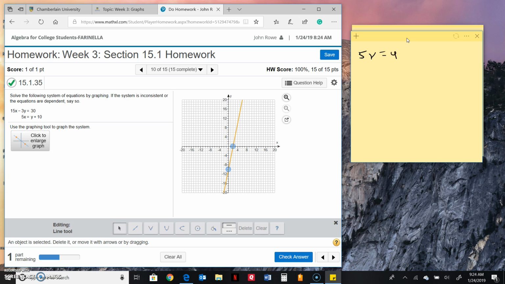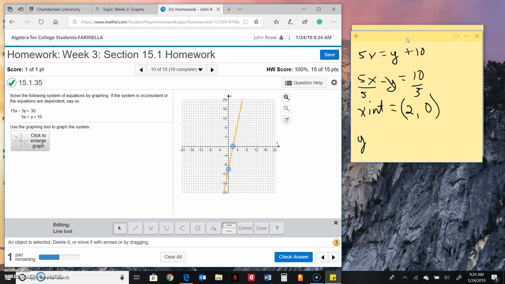5x equals y plus 10. Let's get y on the same side of the equation. 5x minus y equals 10. If we want to find our x-intercept here, we will set y to 0. So with y equals 0, we can cancel this out. Divide by 5, divide by 5. X is going to be equal to 2.